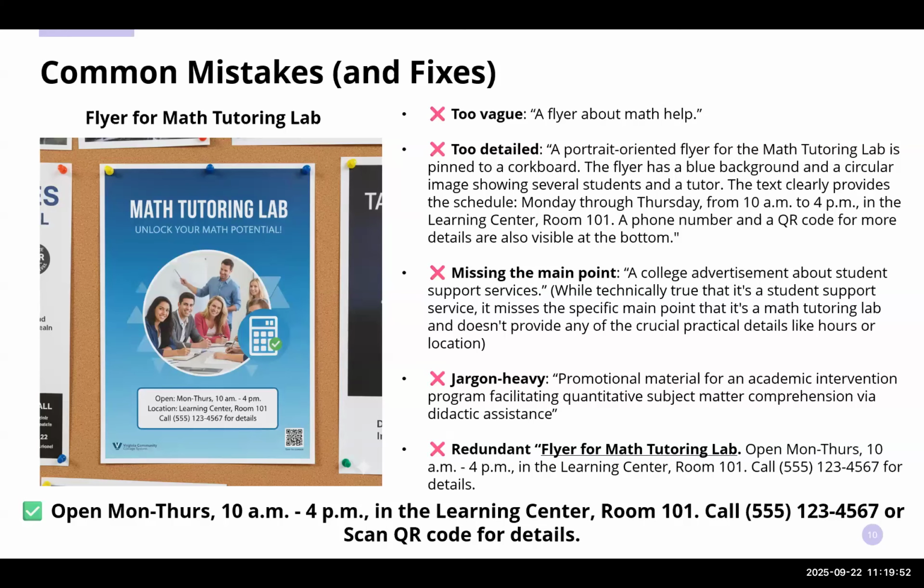Let's now shift gears and look at some common mistakes people make when writing alt text and how to avoid them. Take this image as an example, something very commonly found in institutions. A vague description like, a flyer about math help, might seem fine at first, but it doesn't explain why the image is there or what the image is trying to say.